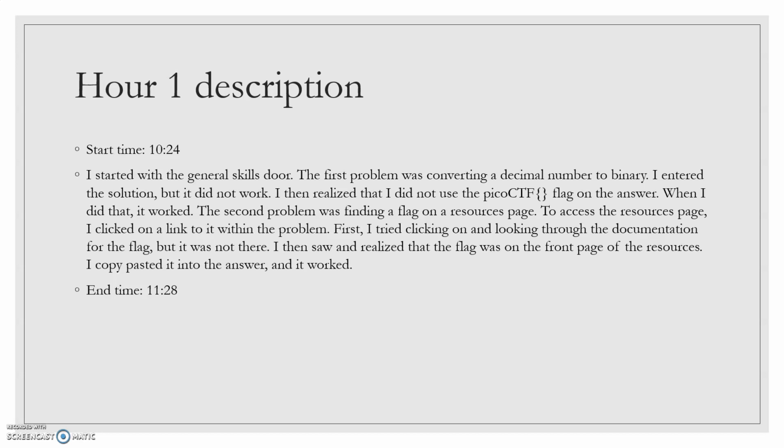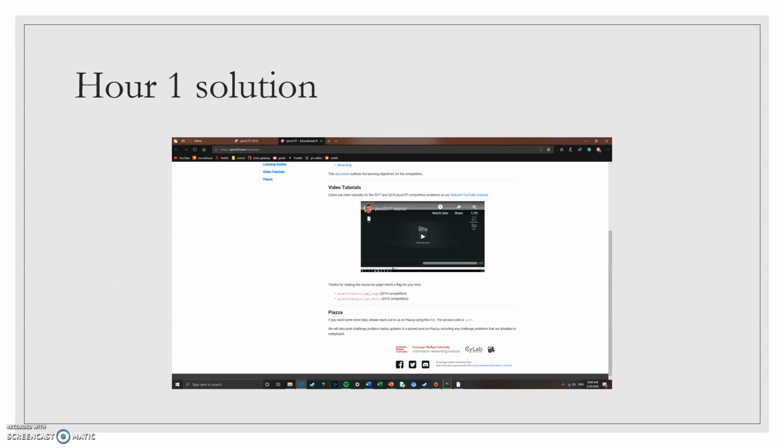The second problem was finding a flag on the resources page. To access the resources page, I clicked on a link to it within the problem. First, I tried looking through the documentation for the flag, but it wasn't in the documentation. I then realized that the flag was on the front page of the resources. I copy-pasted the flag into the answer, and it worked. That took about an hour and 4 minutes. There's the flag. The flag is right there.